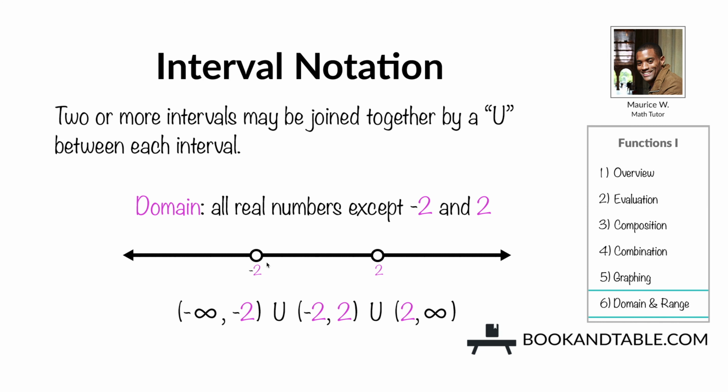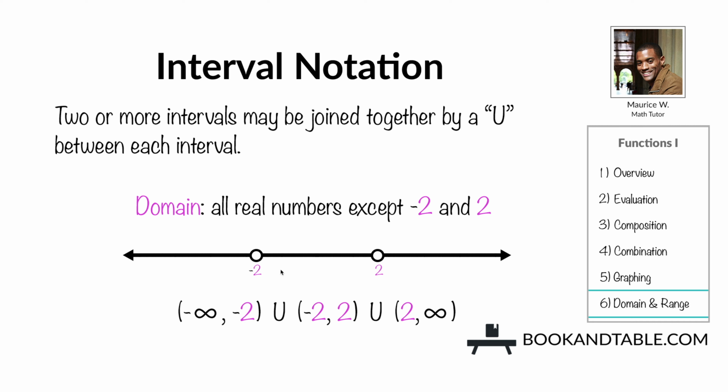Sometimes, as we saw in a previous example, you'll have more than one number that is not included in the domain or function. Two or more intervals may be joined together by a union symbol between each interval. So let's say we had the number line and the domain were all the real numbers except -2 and +2. So this first interval would be from -infinity up to -2. So that's here. We place a union symbol between the intervals.